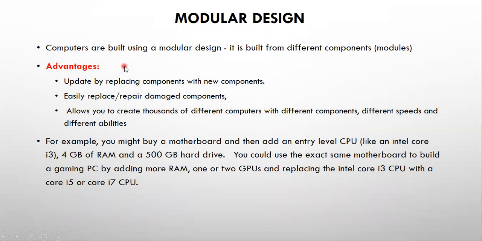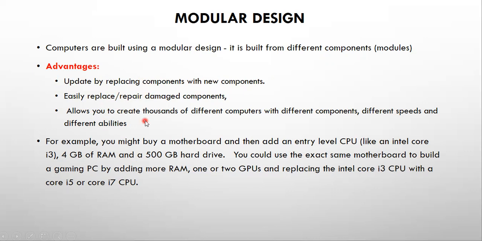The reason for having different components will give you the advantages. Now, when you say different components, it means you can add a CPU or remove a CPU. The RAM can be changed. Your video card, you can add a video card, add a sound card, and so on. Now, the advantages allow you to update by replacing components with new components. So some components can be replaced. You can also easily replace or repair damaged components.